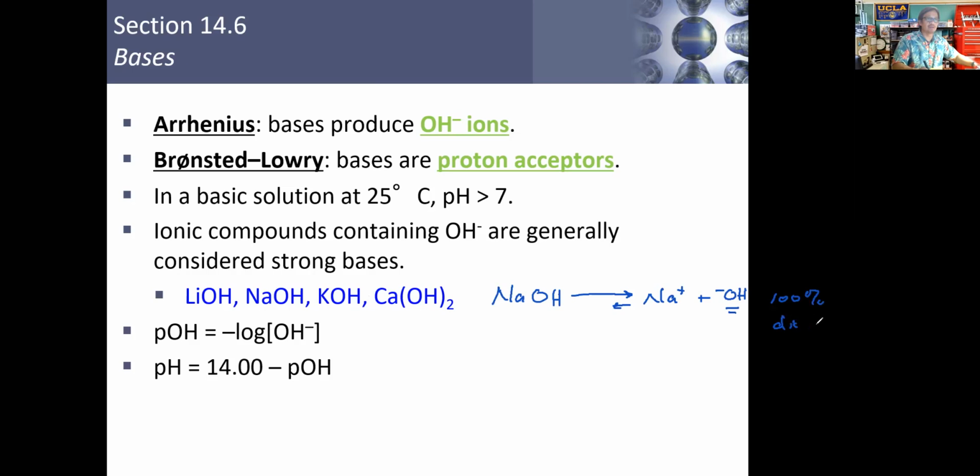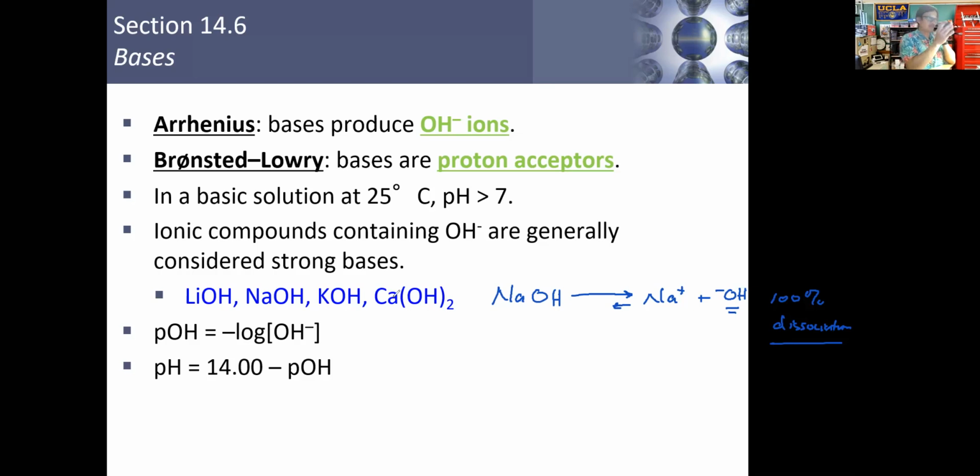Now, almost, not quite. Obviously, we can never get 100% dissociation, but in very much the same way that a high percentage of dissociation defines a strong acid, a high percentage of dissociation for a base defines a strong base. So all of these bases that I provide for you here define strong bases. That is the definition given by Arrhenius.